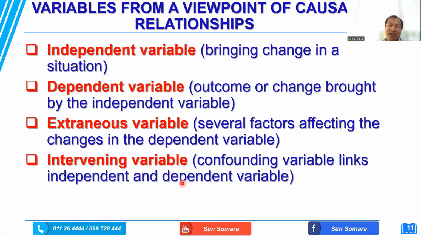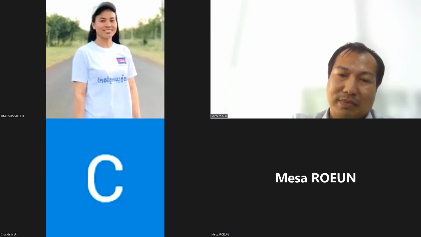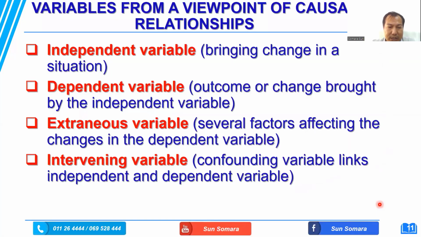Talking about intervening variable, it is a confounding variable that links independent and dependent variables. Just something like an intervention in the middle. So while the independent variable may affect the dependent variable, there is something in the middle that intervenes in that part. Okay, so come up to this part.